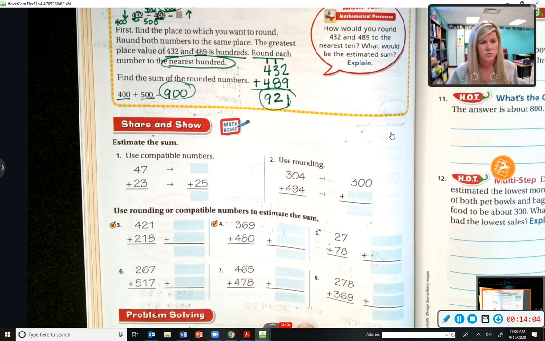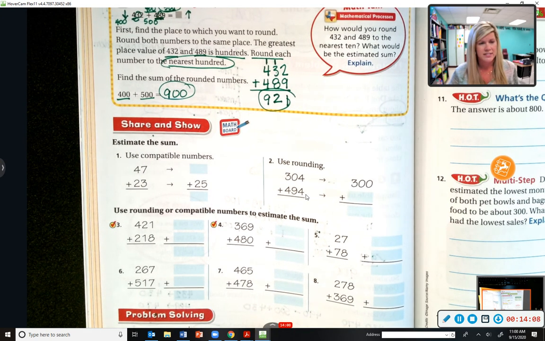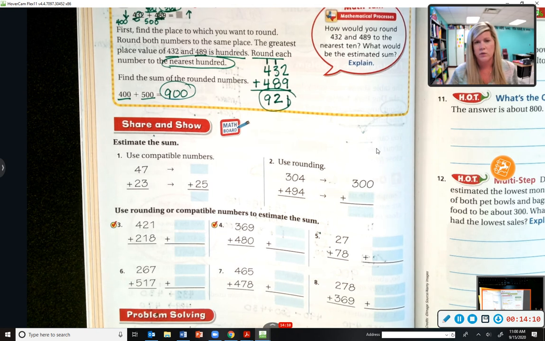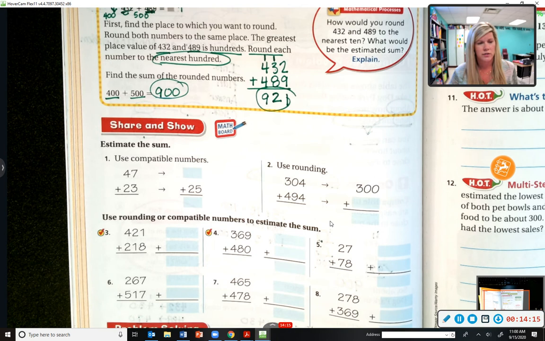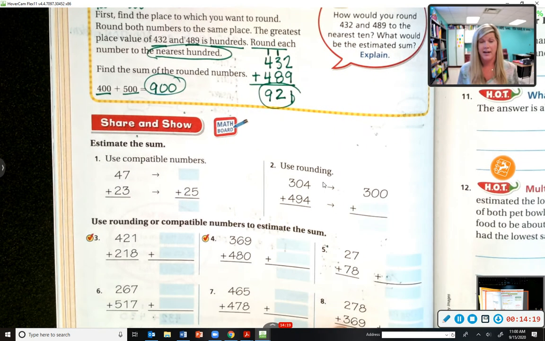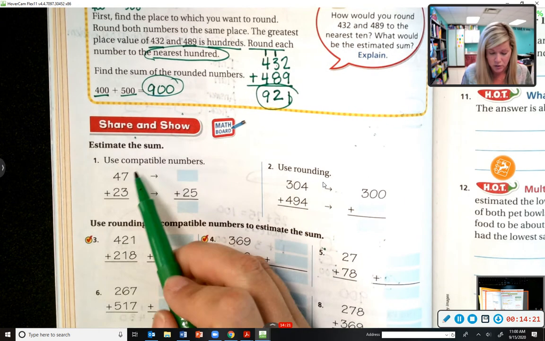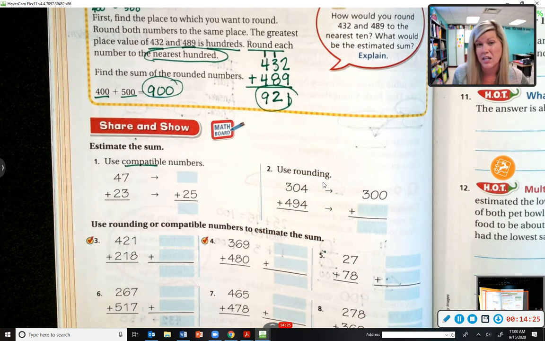Now let's go down here. We're going to do some practice together. There will be some points in the video where I want you to pause and work some of these out on your own. So just make sure you're paying attention on what the directions are saying and what I'm asking you to do, okay? So compatible numbers, remember they don't have to be rounded.